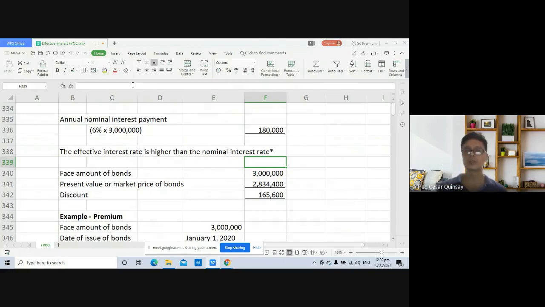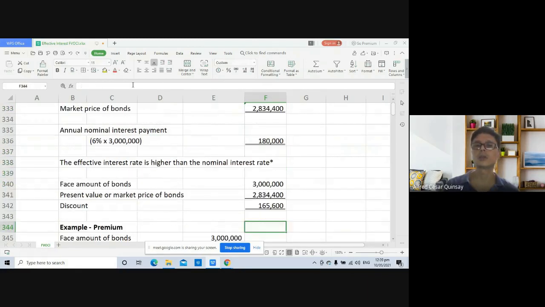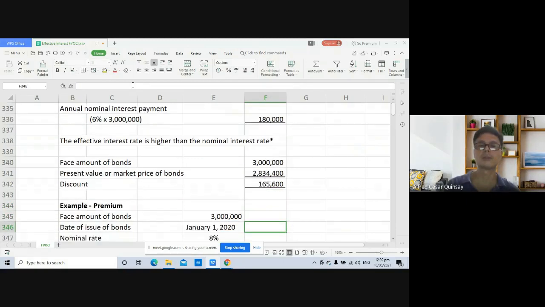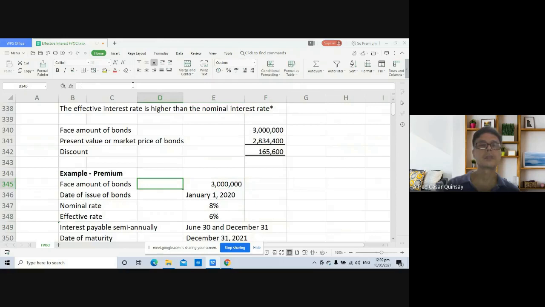Okay, so ito lang yun. So face amount is 3 million. Ito yung nag-appear dun sa bonds. Tapos yung present value or market price ng bonds is 2,834,400. So yung discount niya na 165,600, ito yung i-amortize natin over the life of the bonds.